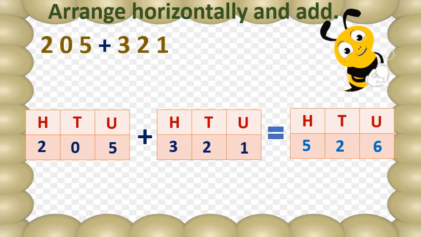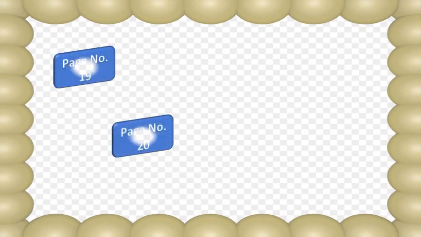Good. Friends, you have done this too. Yes, students. Just now we have completed page numbers 19 and 20. And some examples and some sums are there to solve on page numbers 19 and 20. Please go through them and try to solve them.